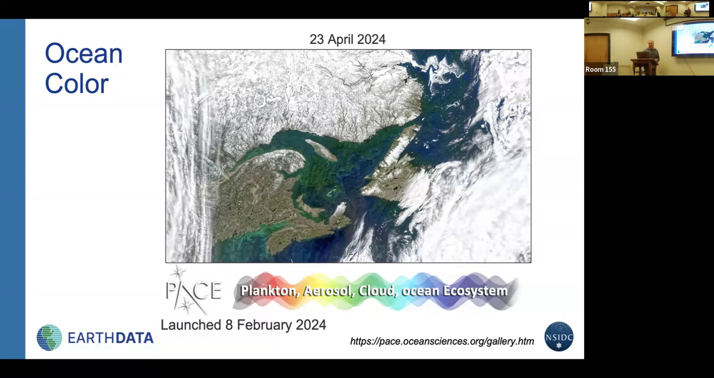This is the Gulf of St. Lawrence, and you can see these swirling areas, the greenish areas, that's where you have blooms of phytoplankton. There's a little bit of sea ice up here. This is from April 23rd, 2024. So there's some remnant sea ice there as the spring is coming in.